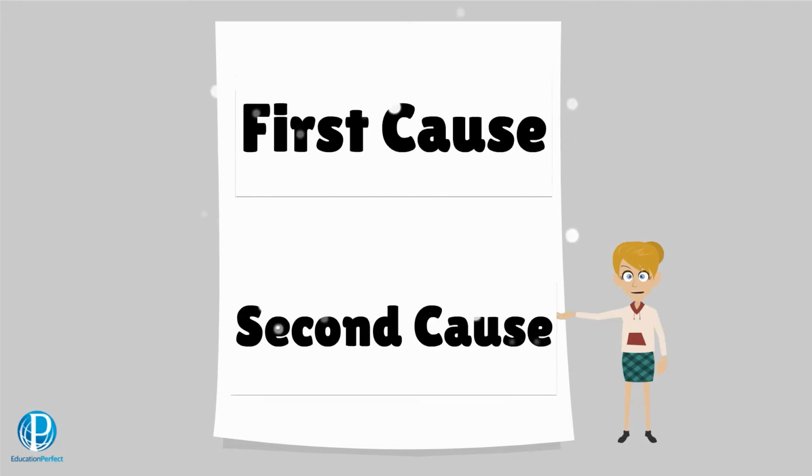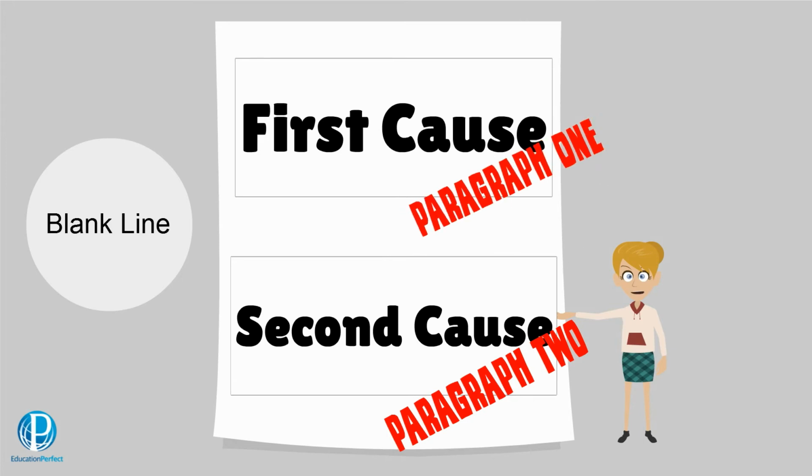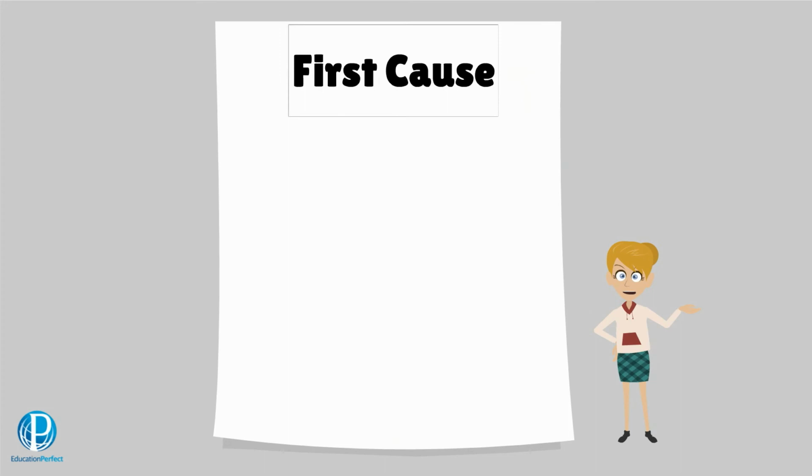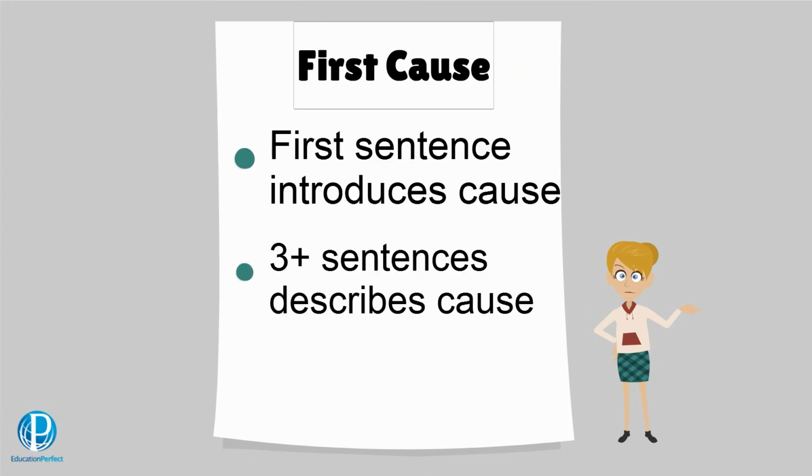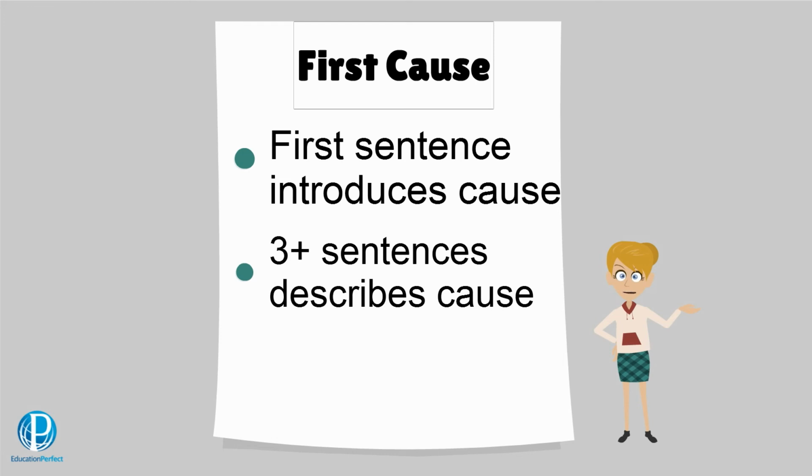Now, it's time to write about your causes. Each cause will have its own paragraph, separated by a blank line. If you're aiming for excellence, you'll be writing at least 2 paragraphs for causes of your historical event. In the first sentence of your paragraph, you want to introduce the cause that you'll be talking about. Next, we need to describe the cause. Use the next few sentences to describe your cause in detail.